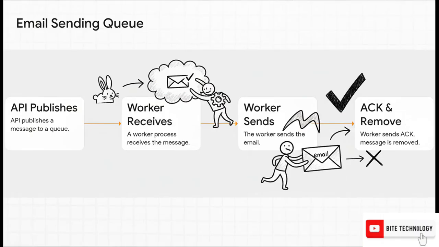Now let's switch to RabbitMQ. Let's say your app needs to send a welcome email when a new user signs up. You definitely don't want the user to sit there staring at a loading spinner while your server talks to an email service. No way. Instead, your app just instantly drops a little message into a RabbitMQ queue. A totally separate worker process picks it up, sends the email, and then sends an acknowledgement, or an ACK, back to RabbitMQ to say, hey, the job's done. Then the message is safely removed.